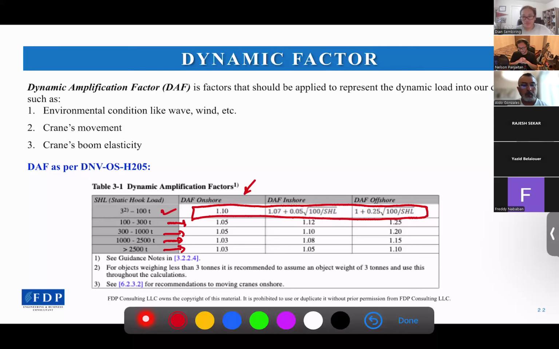So Yasid, do you have any question for this, or do you have any experience calculating this before? No.